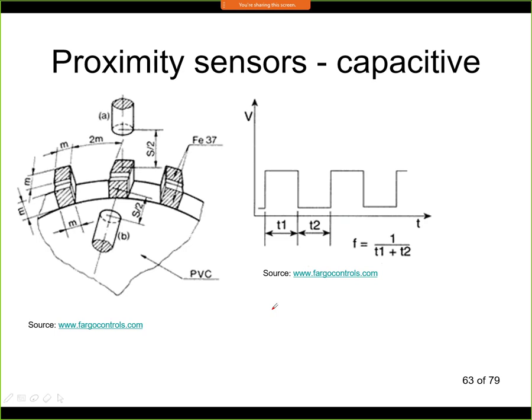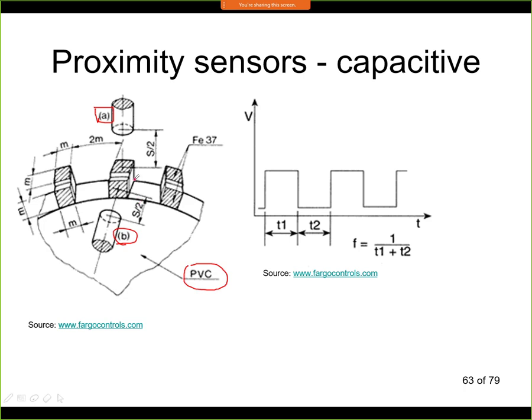Here is an example how we can use the proximity sensor as a position or as a speed sensor. It's a similar application as we've seen the ABS sensor, but in this case we want to detect the speed of the wheel that has teeth, but this wheel is from plastic, so it's from PVC. We can actually see two sensors. Here this sensor can actually detect the teeth from the top side, and this sensor can actually detect the teeth from the side. So both configurations are possible.